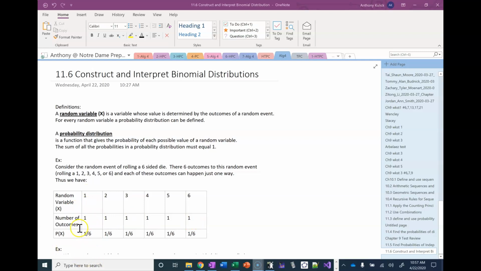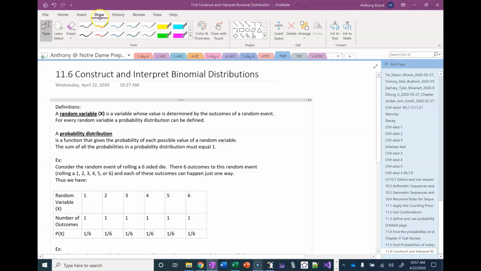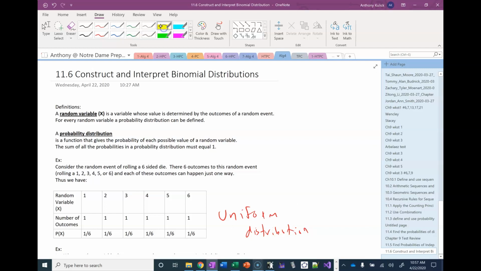So the probability of rolling a 1 is just 1 out of 6, 2 is 1 out of 6, 3 is 1 out of 6, 4 is 1 out of 6, 5 is 1 out of 6, and 6 is 1 out of 6. If we add up all these probabilities, they equal 1. So this is a probability distribution. Now, this is the simplest kind of probability distribution. This is actually called a uniform distribution, and we call it that because the probabilities are all the same.